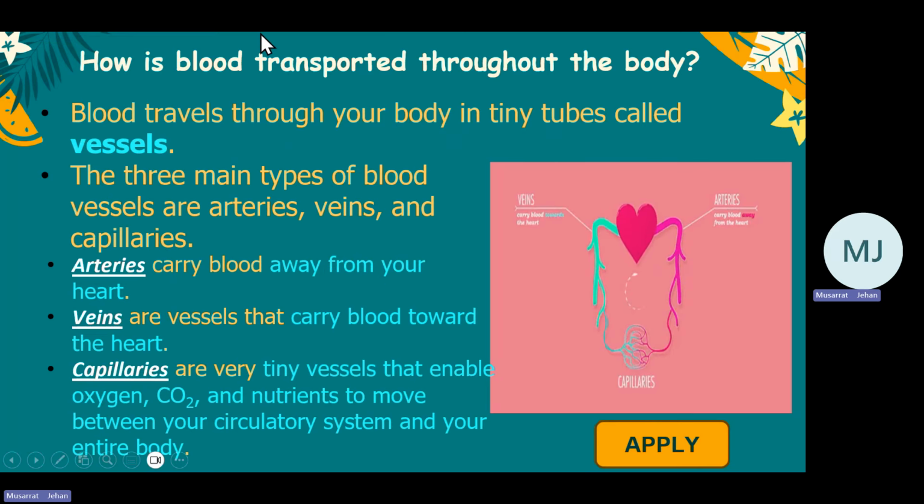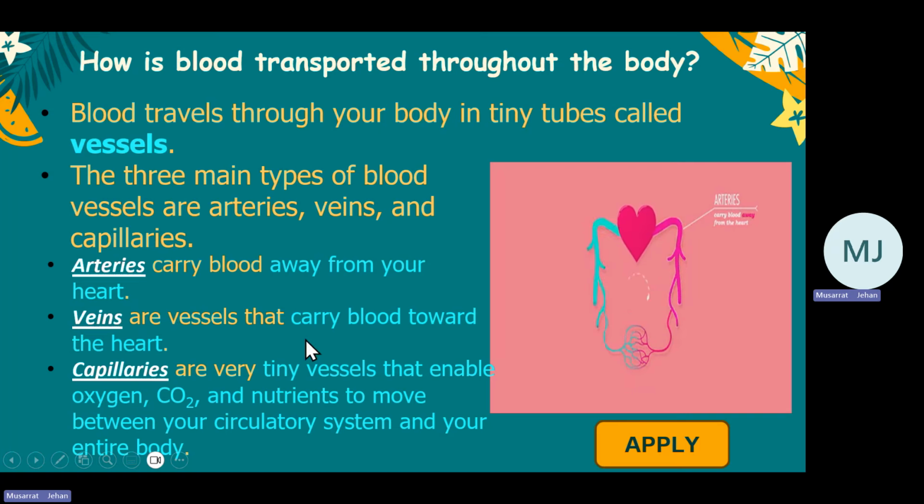So, how does it go? The circulatory system has 3 parts: the blood, heart, and the blood vessels. So, blood vessels are tiny tubes which are taking the blood to different parts of the body. And there are 3 types of blood vessels: arteries, veins, and capillaries. So, arteries carry blood away from your heart. You can remember A is for artery, A is for away. It is taking blood away from your heart.